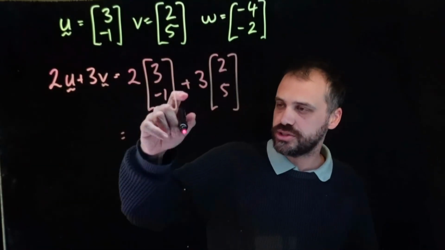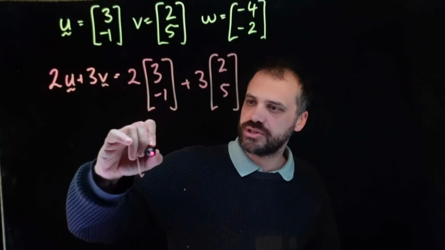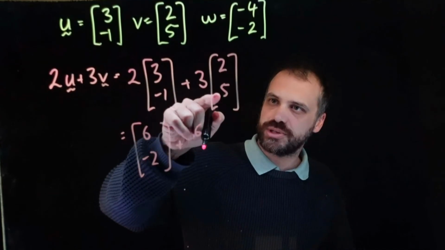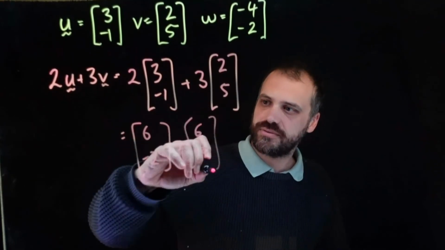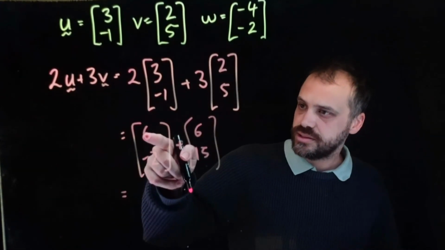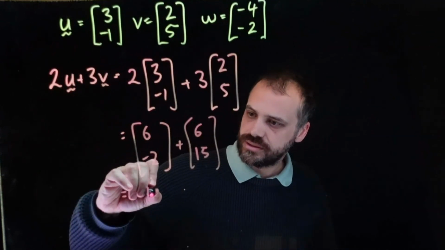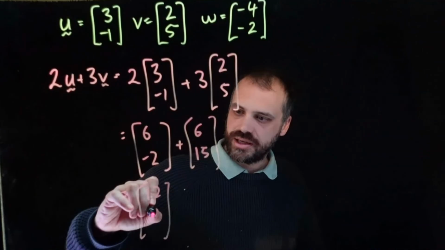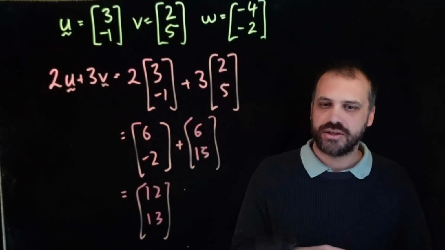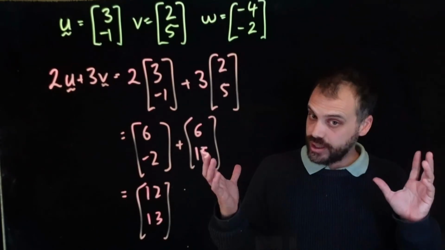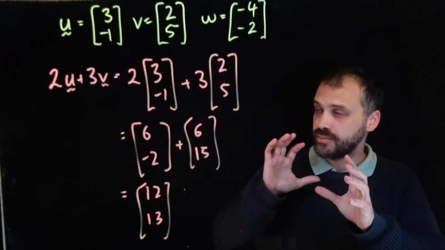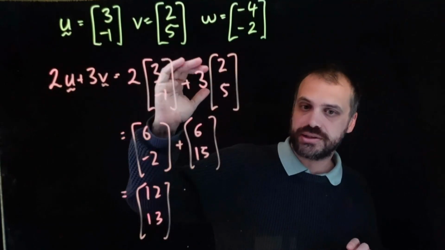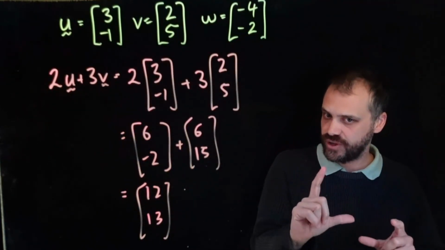Alright, so we get 2 lots of 3, which is 6, 2 lots of -1, which is -2, plus 3 lots of 2, which is 6, plus 3 lots of 5, which is 15. And then 6 plus 6 is 12, and -2 plus 15 is 13. 12, 13. Okay, that's it. That is some fairly basic algebraic manipulation of vectors in column vector form.